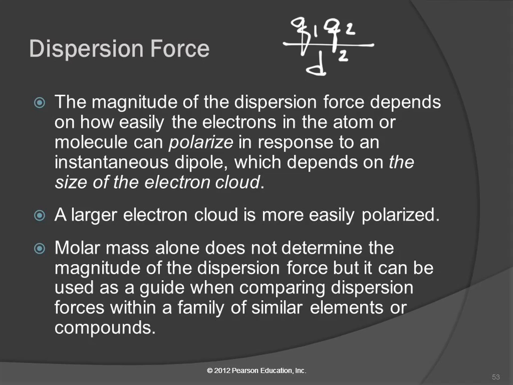Larger electron cloud, those electrons are farther from the nucleus, and there's a lot more of them, and so larger molecules, larger atoms are more easily polarized. So the force of attraction is larger between them. So molar mass is not the only factor determining the magnitude of the dispersion force, but it can be used as a guideline. So if we're comparing similar kinds of molecules, or similar kinds of atoms, you can look at the molar mass as a measure of how large that particle is.